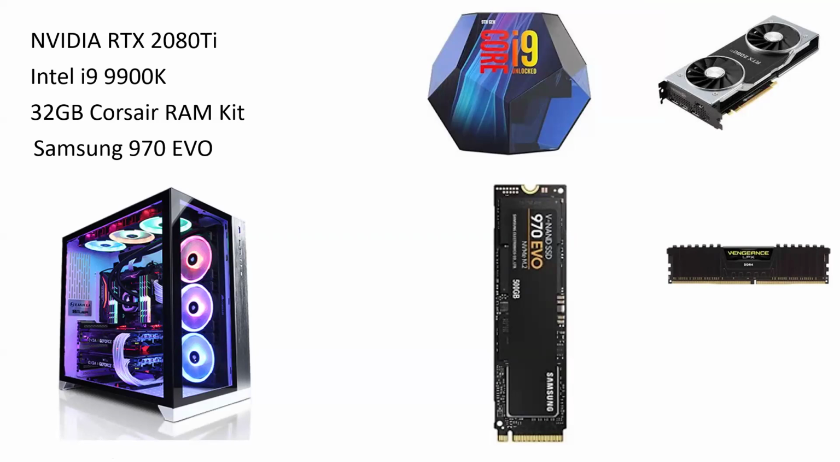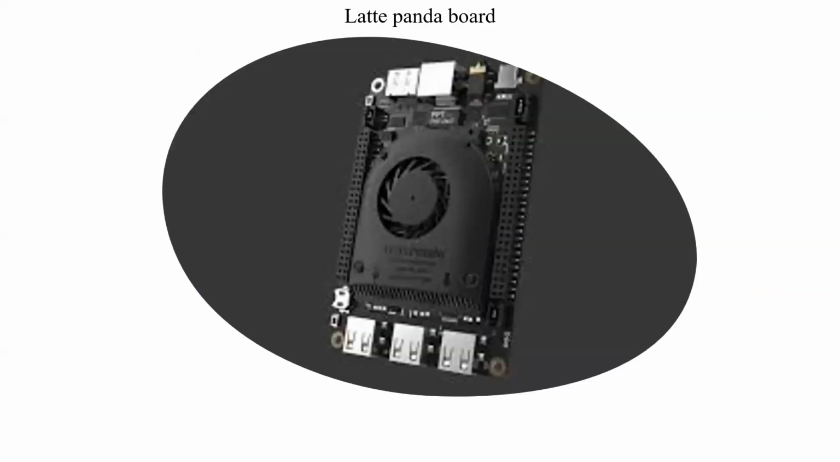14900K. Then a simple Corsair RAM kit with DDR5 you should go for, and Samsung EVO M.2 is the latest hard disk you should look for. So that is the hardware requirement, and obviously you should have RTX. I think 4090 Ti is the card. You can go for Latte Panda, which is still one of the good quality SBCs, or you can go for an Intel NUC i7 kit.